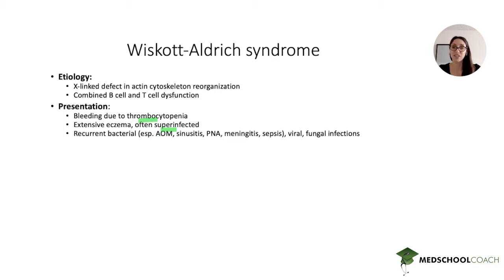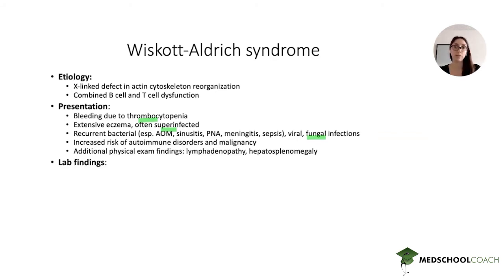So the bacterial infections tend to be otitis media, sinusitis, pneumonia, meningitis, the ones that are caused by strep pneumo, Haemophilus influenzae, so some pretty common infections of infancy, as well as that plus viral and fungal infections, so recurrent thrush or other fungal infections, as well as recurrent viral, for example, upper respiratory infections or other viral infections. There's also an increased risk of autoimmune disorders and malignancy.